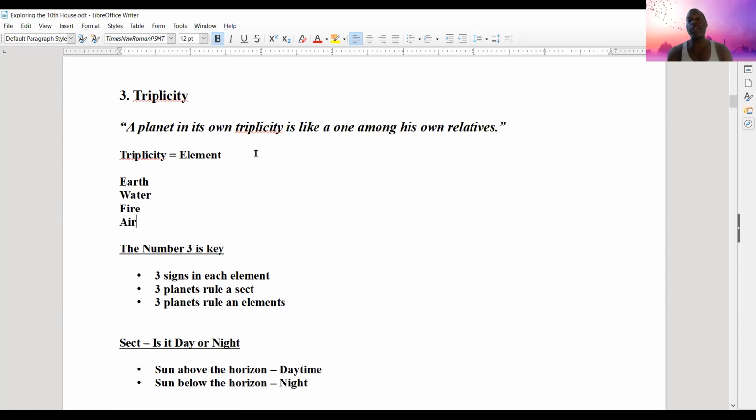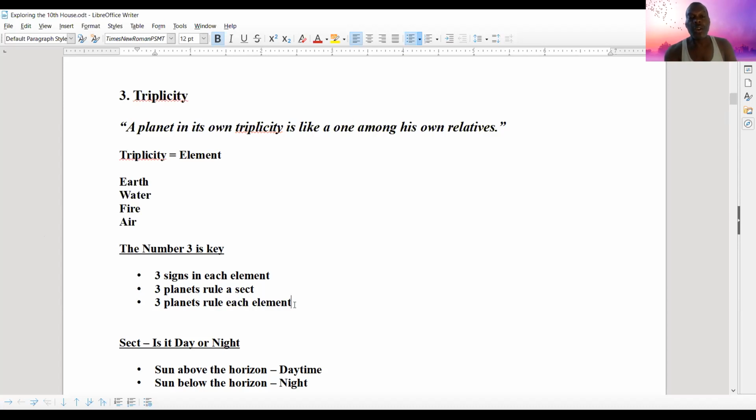And people are always asking about their grand trines. The grand trine is the triplicity of the 3 signs that make up the 1 element. It's also representing the 3 planets that rule an element. As you can see here, 3 signs in each element, 3 planets that rule a sect. We're going to talk about sect in just a second. And then 3 planets that rule each element.